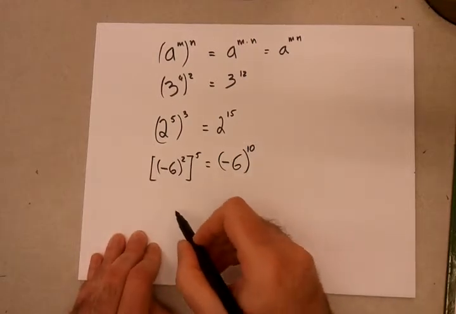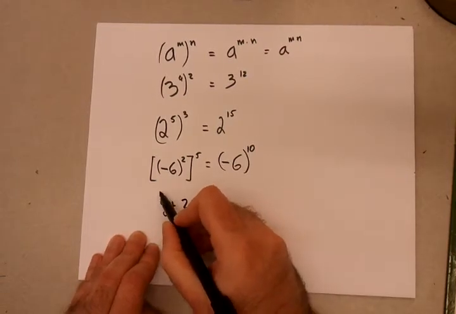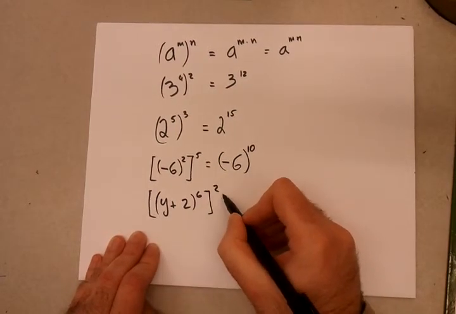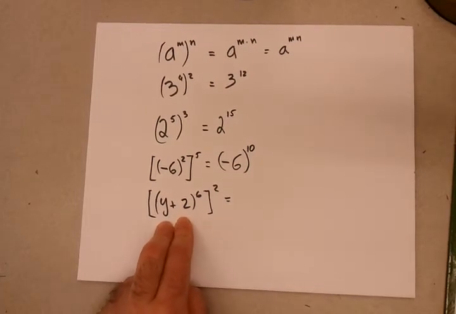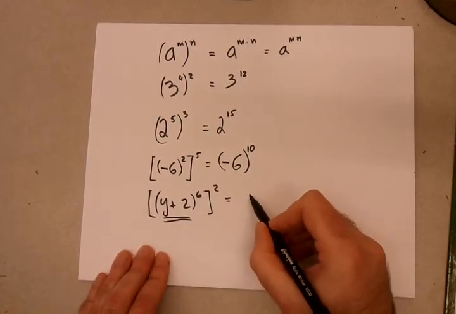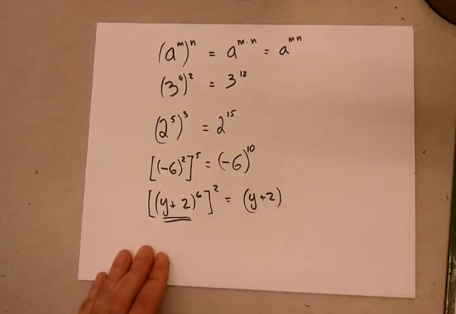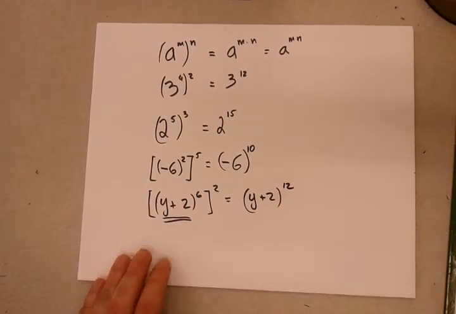So let's do one more. This one we have y plus 2 all to the 6th power, and then on top of that everything to the 2nd power. Now here you need to remember that this is the base in its entirety, not the y, not the 2. The y plus 2 itself is the base. So it looks a little strange, but this is the base. So you write y plus 2, the base doesn't change. And then it's a power of a power, so you multiply the two together, 6 times 2, that's 12.